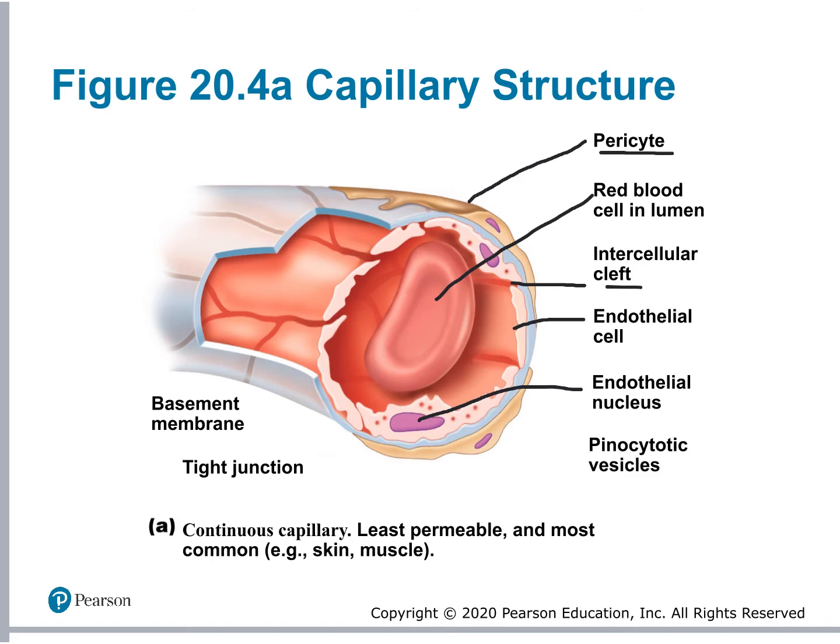Now I want to point out that the continuous capillary is the most common, but it's also the least permeable, because the only way that fluid can leave the circulation is through the intercellular clefts. When we get to the other two types of capillaries, you'll see that there are other mechanisms that make them more permeable to fluid.